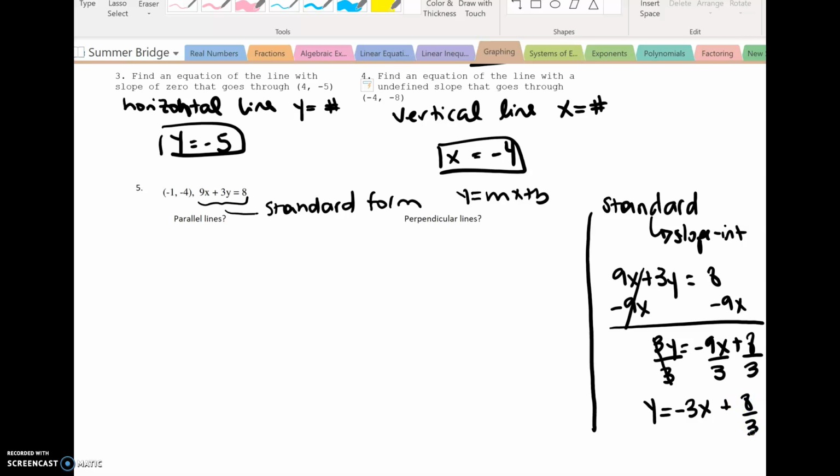But that's okay, because I really don't care about the y-intercept. I really just care about my m, which is -3. But if I wanted to graph this, we could have that the b is 8/3. My apologies. But this right here is really important, the slope. So I know that the slope of the original line is -3.